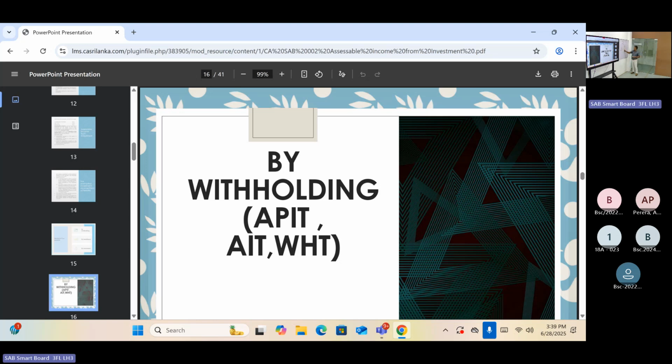Ultimately, he holds the tax and he pays the tax authority. Whose tax liability? Her tax liability. Therefore, it is the mechanism of payment of tax. Rather than she making the payment, another person is deducting and making the payment. Right? So that goes as withholding tax.